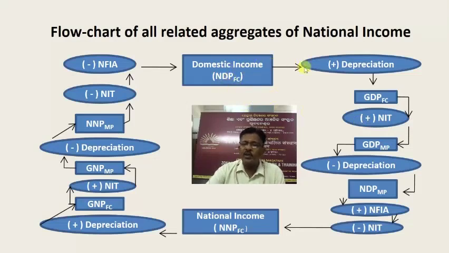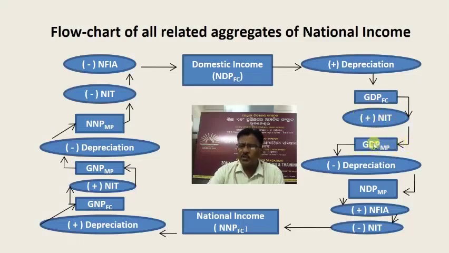NDP at factor cost plus depreciation. You see, net domestic product plus depreciation gives gross domestic product at factor cost. Then GDP at factor cost plus NIT. So what will we get? GDP at market price.